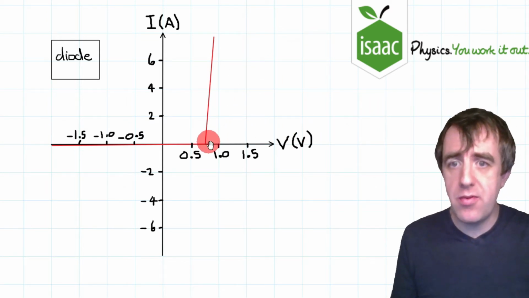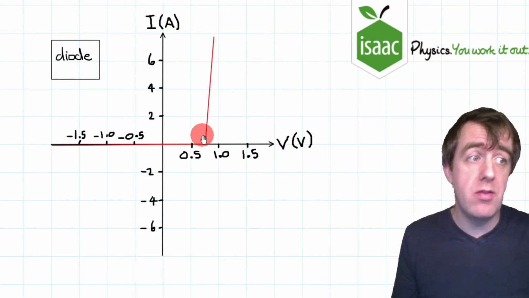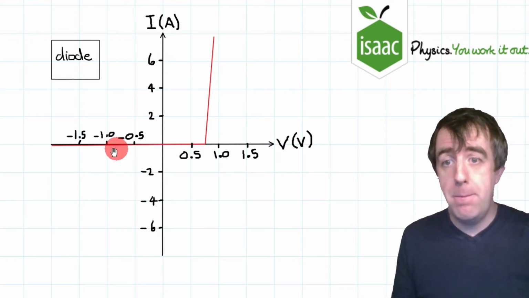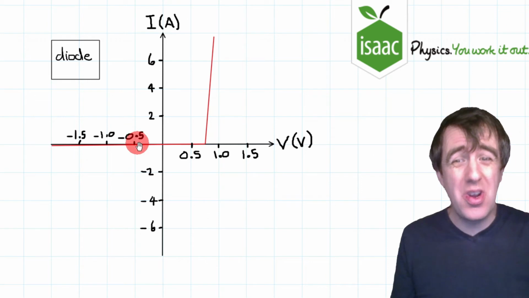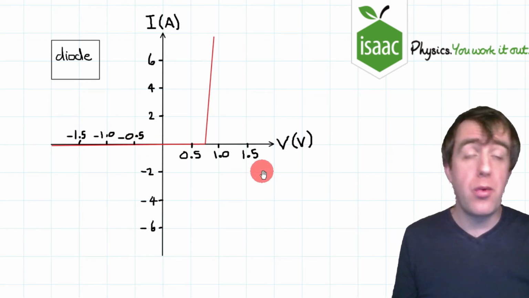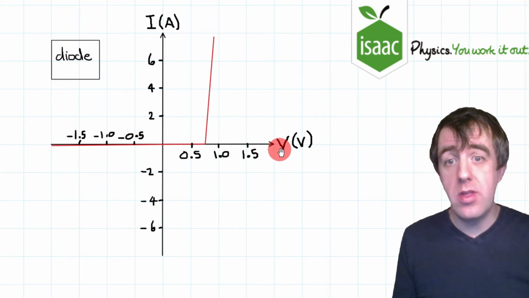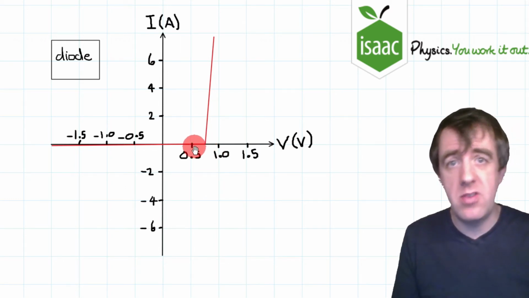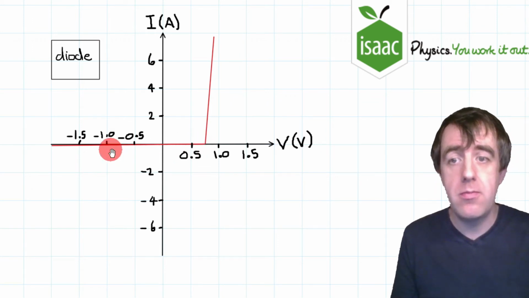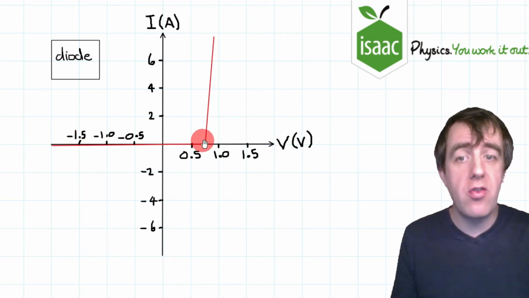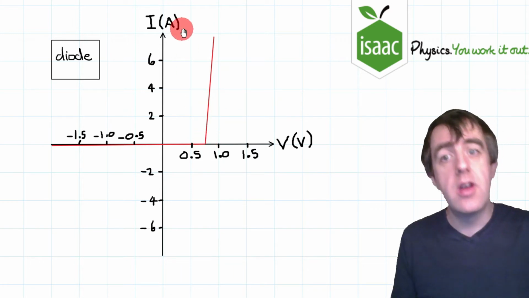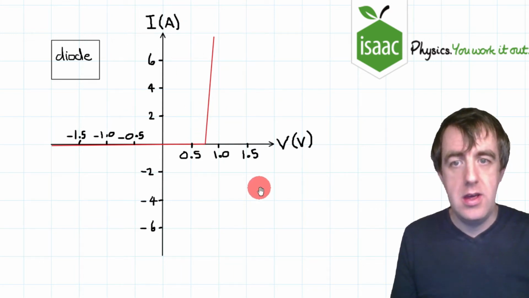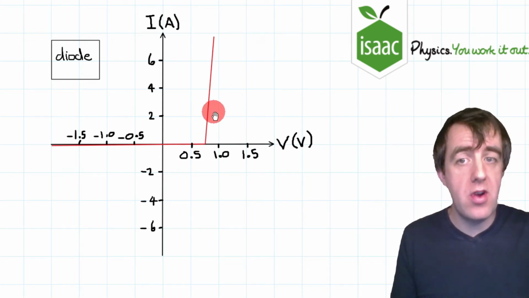This graph's a bit of a simplification, and you may see a bit of a curve at the bottom here. But there's pretty much no current flowing through your diode when the voltage is below 0.7, 0.8, it varies, but let's say 0.7 volts. But then when you have a voltage greater than 0.7 volts, current can flow. And in fact, the resistance becomes very, very low indeed.